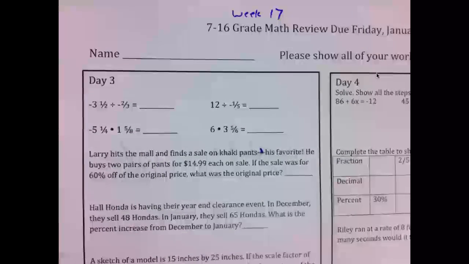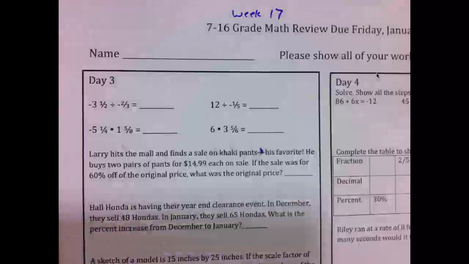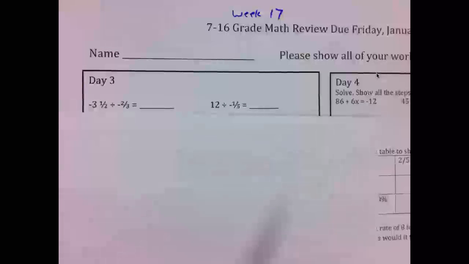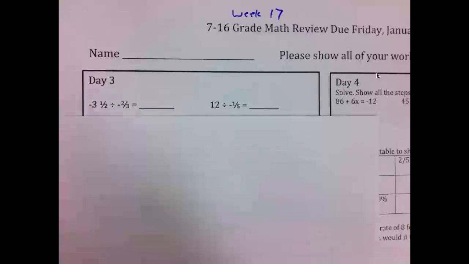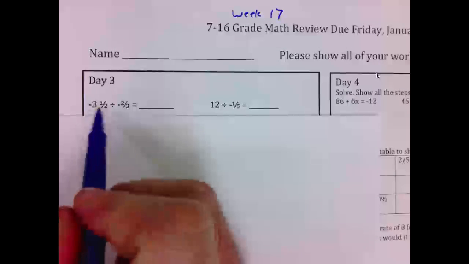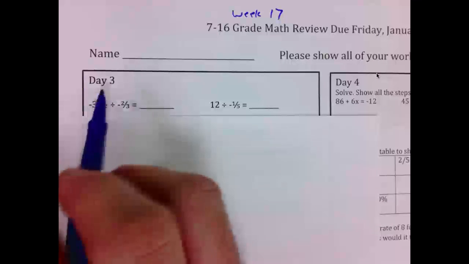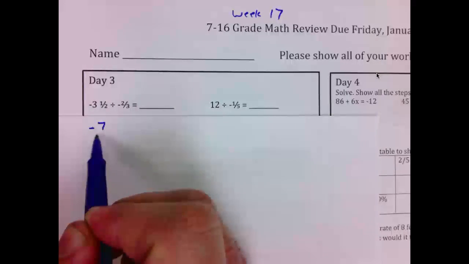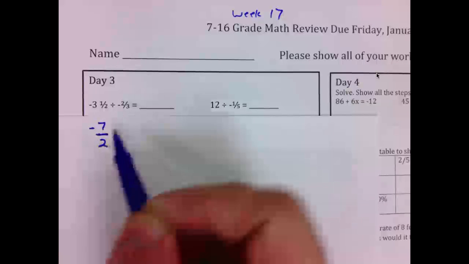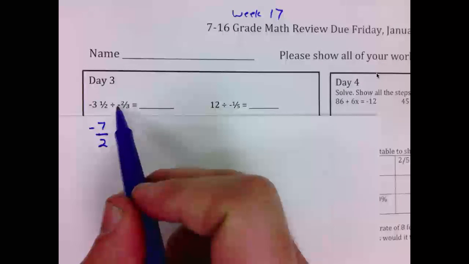Let's look at number 1. We have negative 3 1/2 divided by negative 2 1/3. I'm going to convert negative 3 1/2 to an improper fraction. 3 times 2 is 6 plus 1 is 7. This is negative 7 over 2, divided by negative 2 over 3.